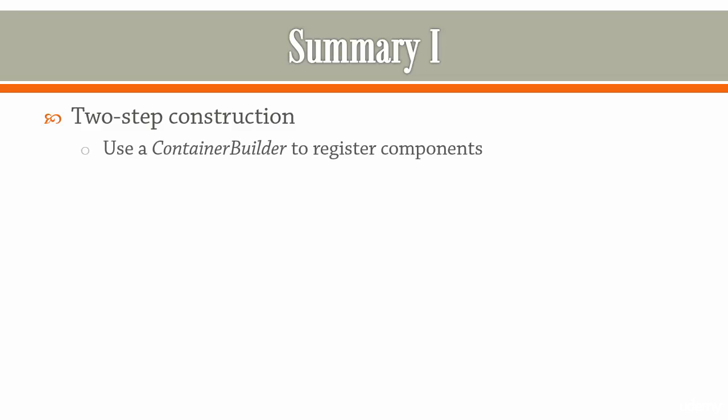Now let's try to summarize what we've learned in this section of the course. First of all, we looked at how a dependency injection container is actually used. It's basically a two-step construction process. First of all, we used a container builder to actually register the components that we want to use as part of our system. Now remember, if your system uses a component, this component absolutely must be registered in the container builder. Otherwise, you're not going to be able to use it and you'll simply get an exception.